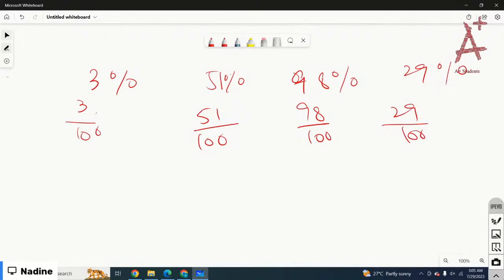And in the decimal form, you can write them as 0.03, 0.51, 0.98, and 0.29. That means whenever you have to convert the percentage form to a fraction or decimal, you can just divide them by 100.